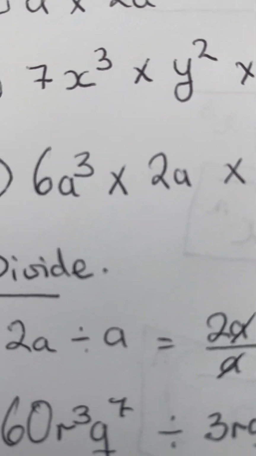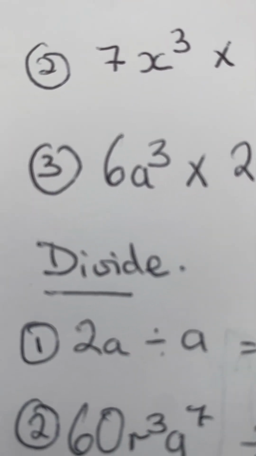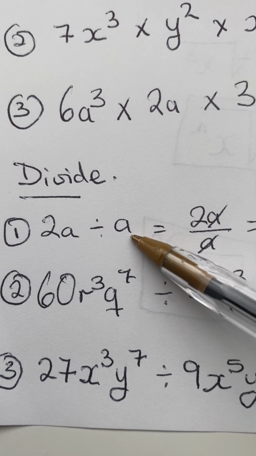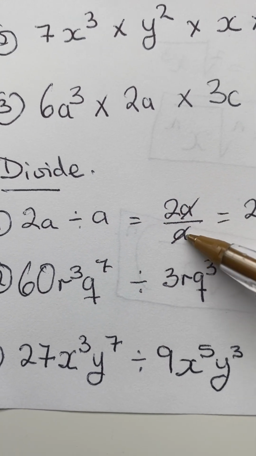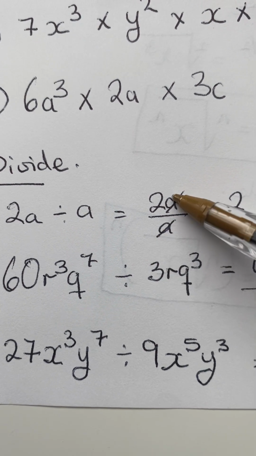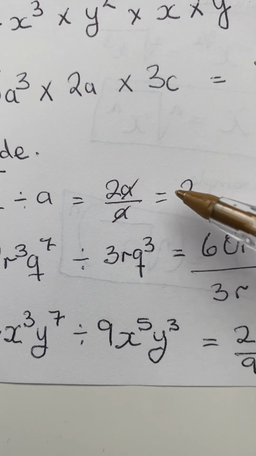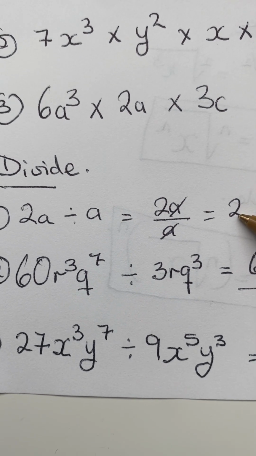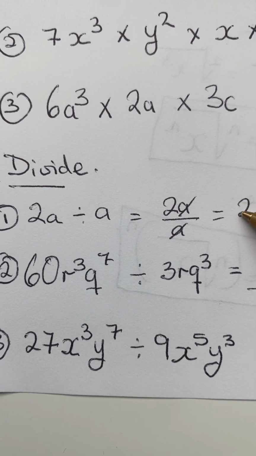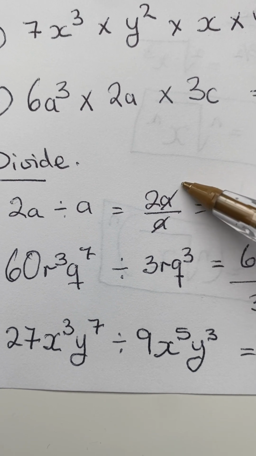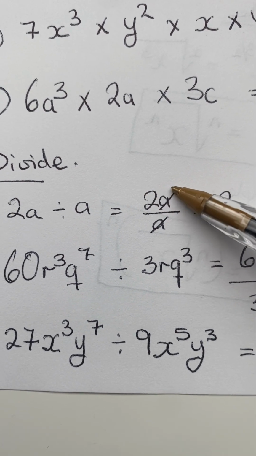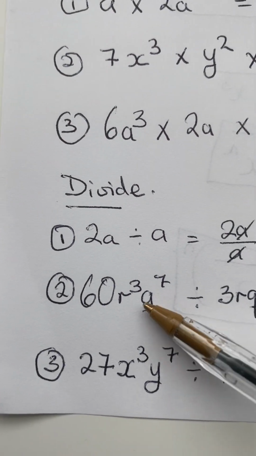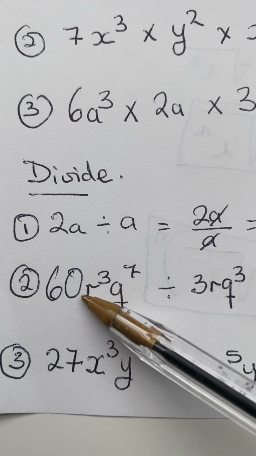Now let's look at divide. The first one is 2a divided by a. So 2a divided by a, the a can cancel out. So our answer becomes 2. That's very straightforward. Okay. a divided by a is 1. So 2 times 1 is 2.